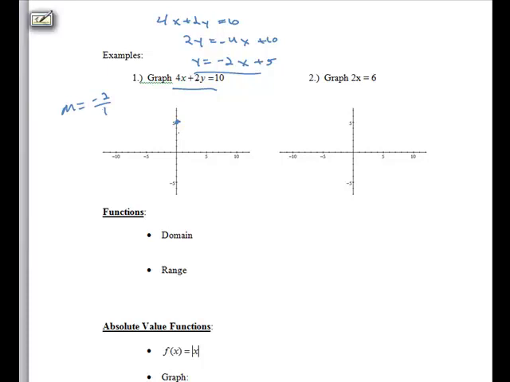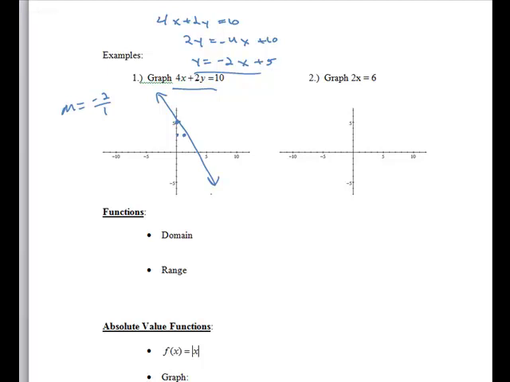The numerator is the rise, which tells us whether we go up or down. So negative 2 means we go down 2 units. The denominator is the run, which tells us whether we go left or to the right. So a positive 1 tells us we go to the right. So we have 2 points that the line passes through. All we do is sketch them, giving us the graph of the line: a line with y-intercept 5 and a negative slope, so it's decreasing.